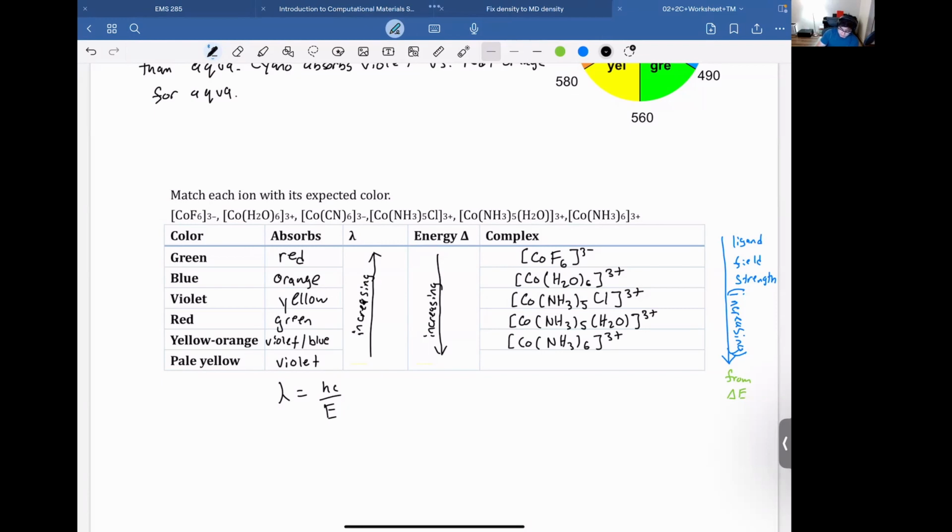Now, last but not least, we have our last one, which is very clearly the strongest one with all the cyano groups.